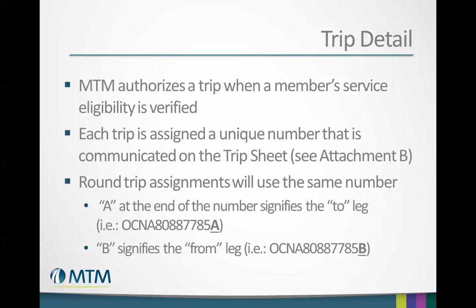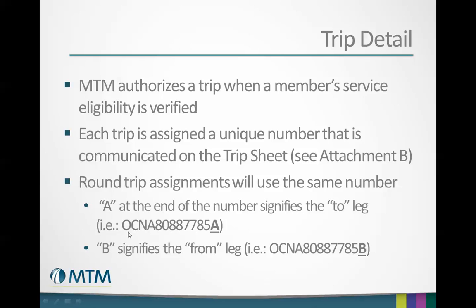Now, the majority of our trips are what we refer to as round trips. So you can think of these as member's house to doctor's appointment, back home. So basically we have two addresses simply in reverse order. Now, to let you know that those two legs are tied together or connected, if you will, we identify it with an A and a B at the end.